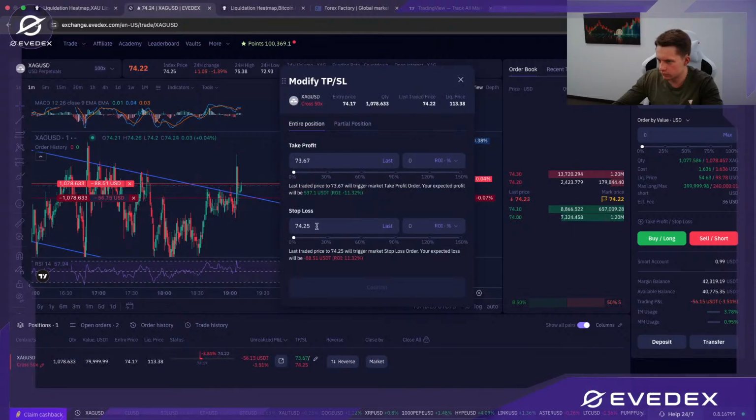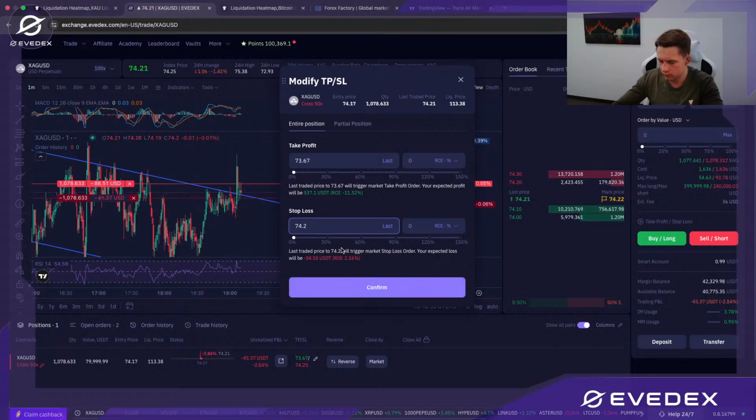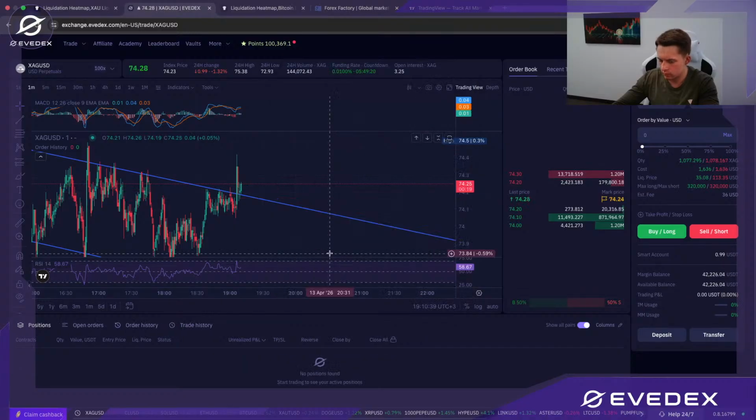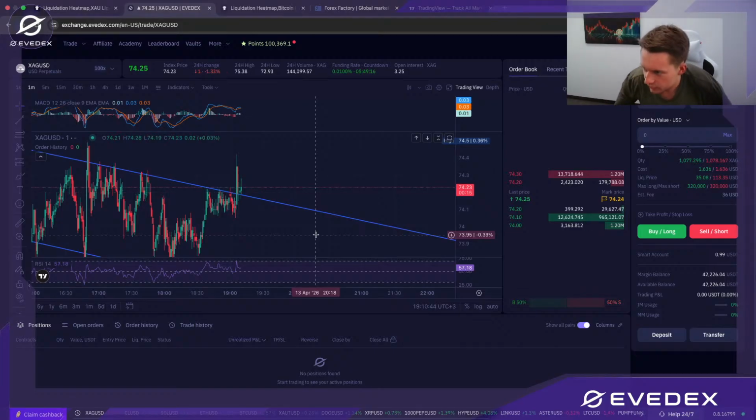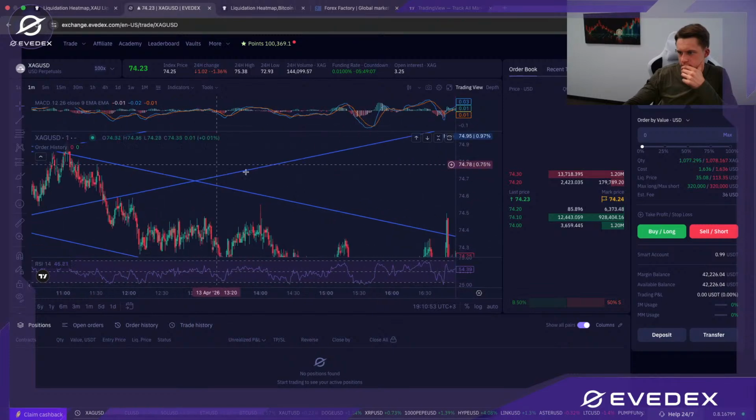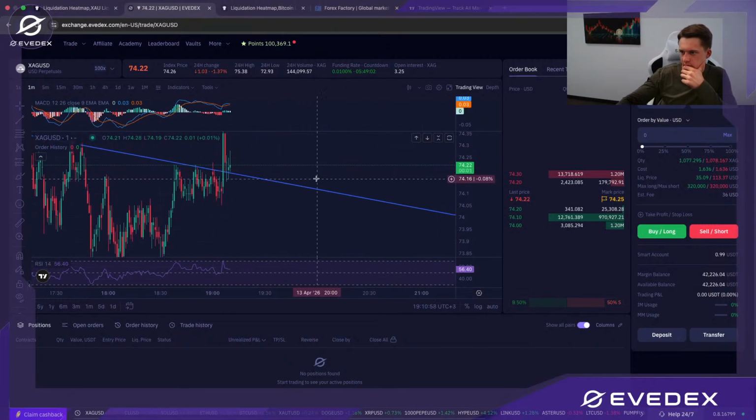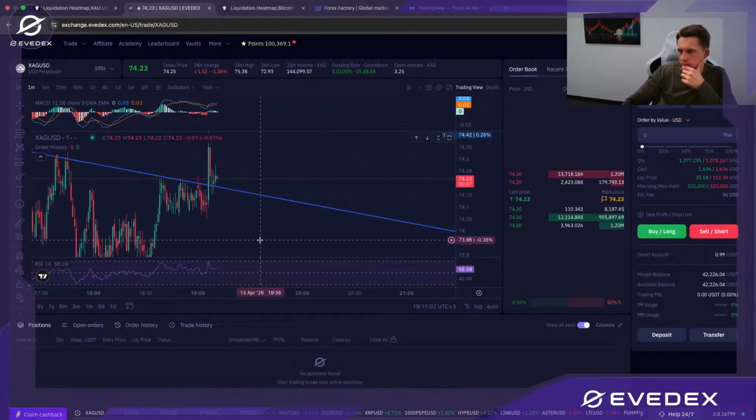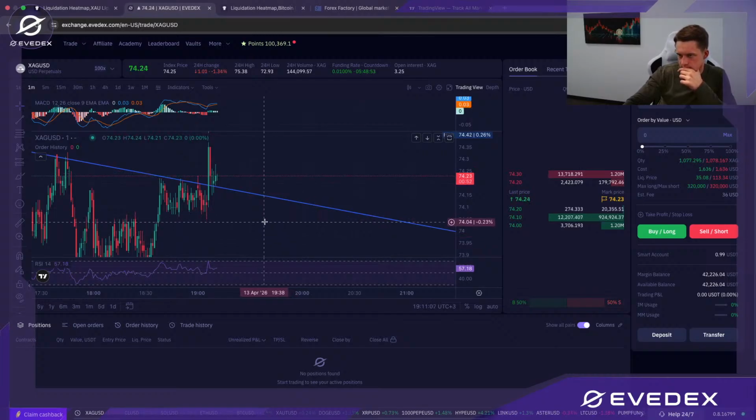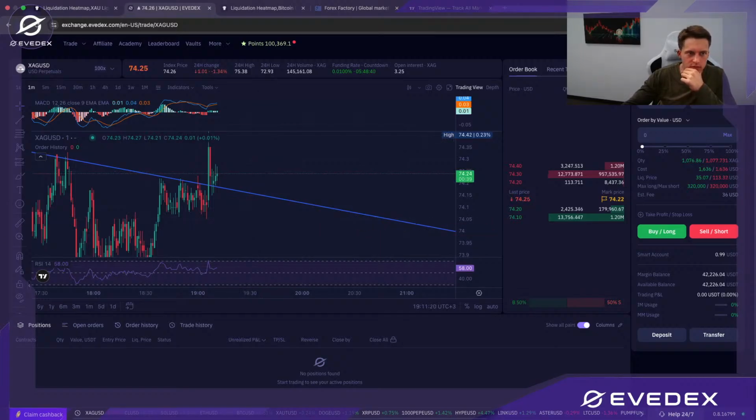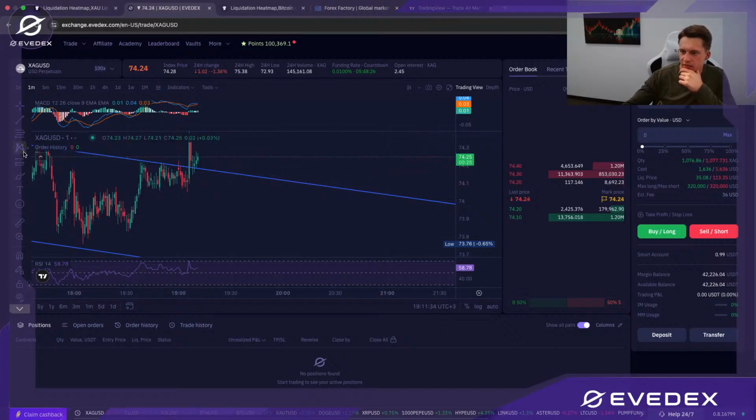Too much. It's way too small. And that's what happens when you put your stop loss too small. I am expecting that price to come down bearish, I'm not gonna lie.